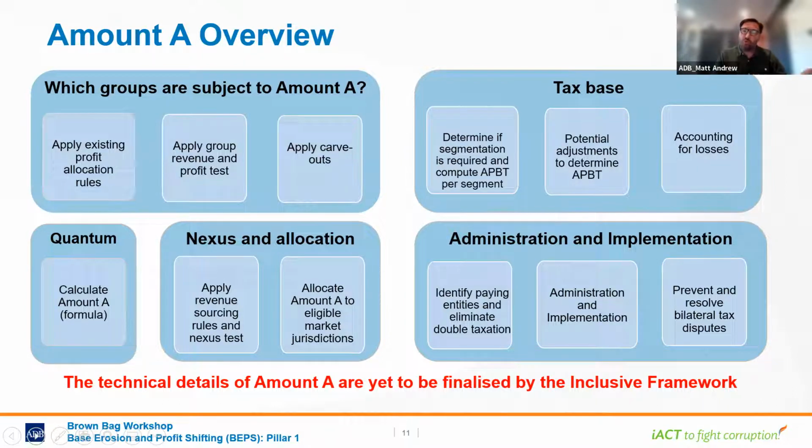Number three, I then have to quantify it and take the residual profits, 25% of the residual profits above 10%. Then I have to confirm which jurisdictions have Nexus and apply the revenue sourcing rules. And then lastly, I have to find my paying entities and move through the tax certainty and filing an administrative process. That's broadly how amount A works at a high level. We could move to the next slide, please.